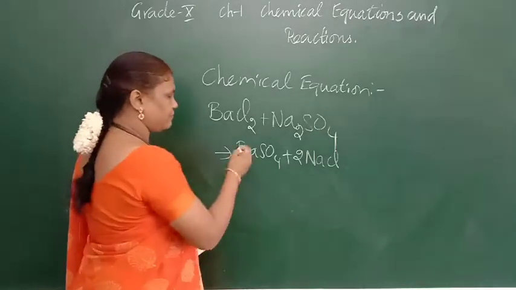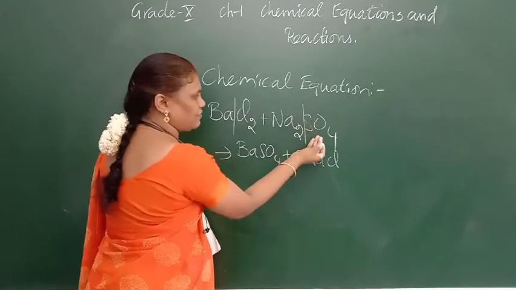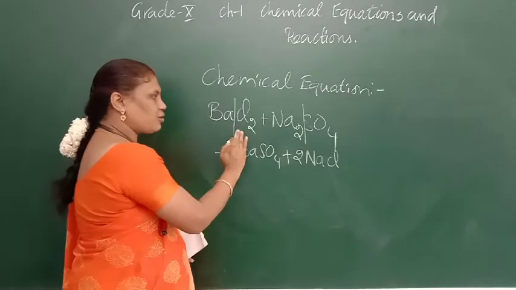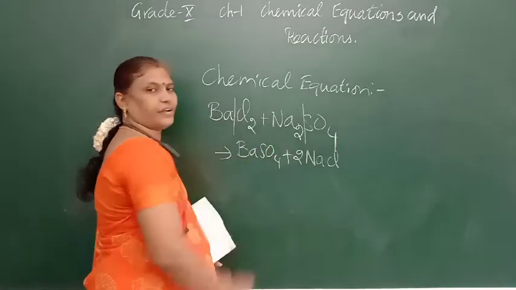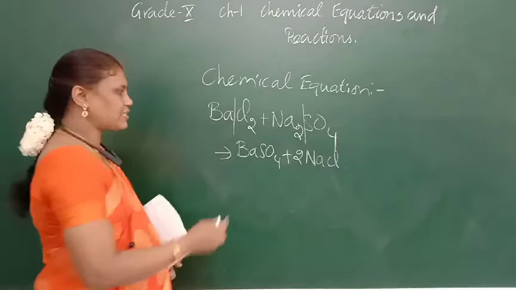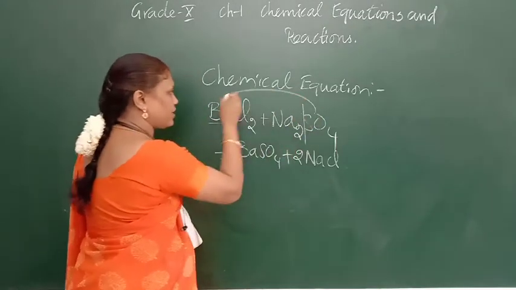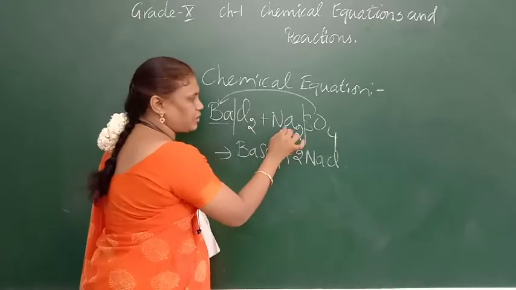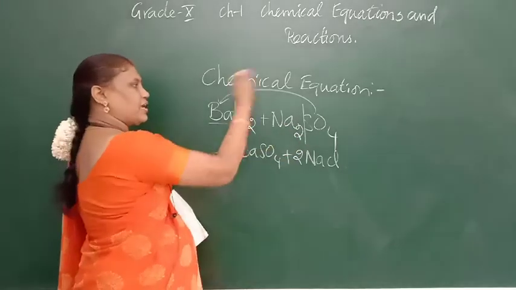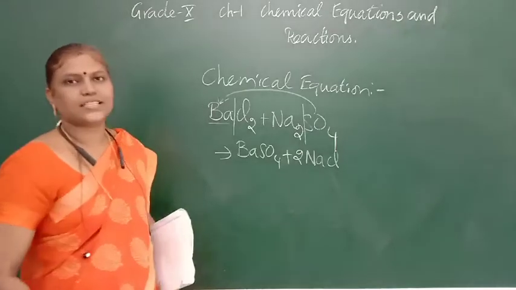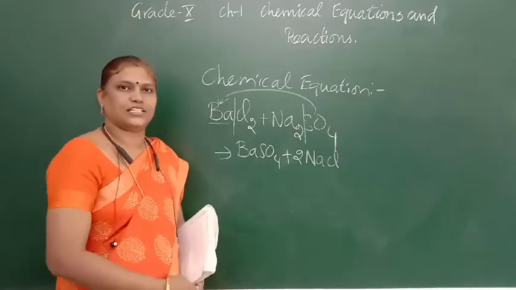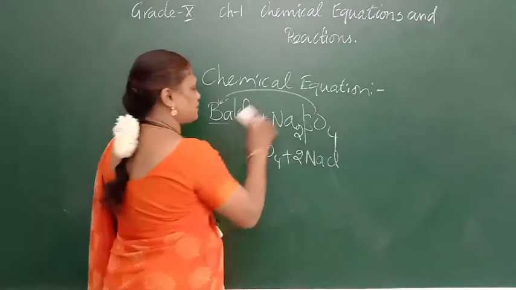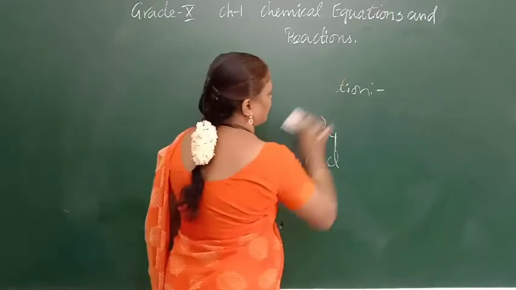What happened here? The sulfate is bonded with barium and chloride is removed from the barium. So what is added here? The sulfate is added to barium. Sodium is removed from its partner and joined with chloride. So making and breaking of bonds takes place between the atoms. Then it is said to be a chemical equation or chemical reaction. Can you understand, children? Yes. Shall we go for the next?